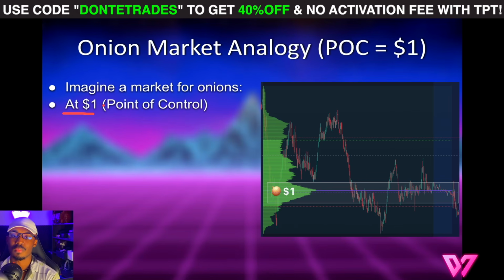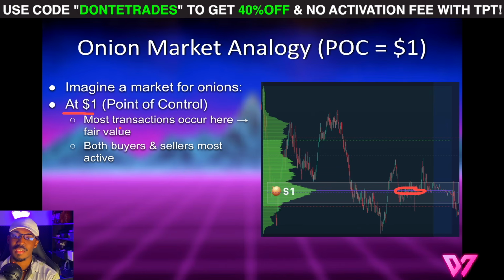This is where most of the customers are willing to buy an onion, and this is where most of the supermarkets are willing to sell an onion, right? So this is the point of control, and you can see here lots of transactions happening at this purple line at the point of control. So this is just the normal price where a lot of buying and selling is happening. So again, most transactions occur here. Both buyers and sellers are the most active here.